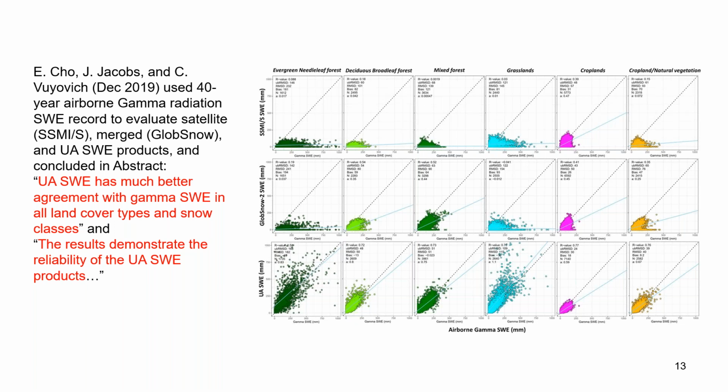In contrast, as an example, if you look at the results for evergreen needleleaf forest, results from passive microwave are pretty bad, and the multi-product merged products are also pretty bad.